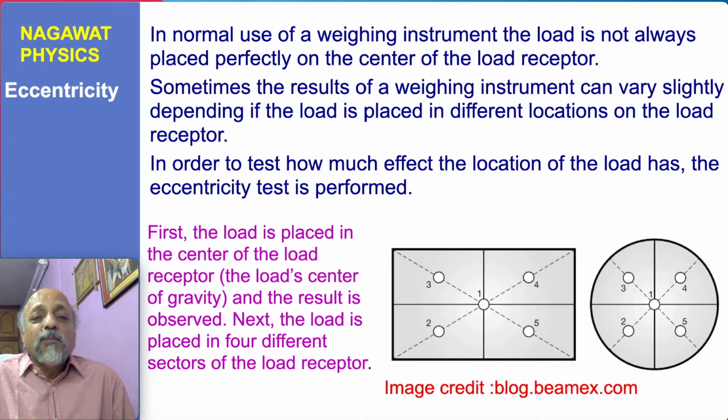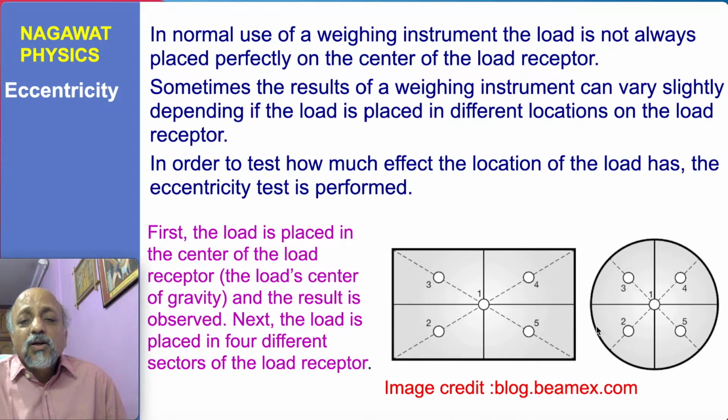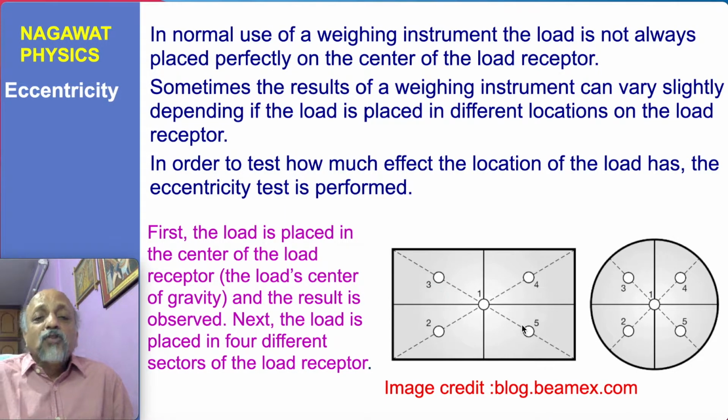Another issue with the weighing balance or the bathroom balance is where to put the load. It may have a platform, either rectangular or circular, and if you put the weight at the center, the readings may be different than if you put the weight at different points on the area. That is a very interesting thing, and sometimes the result of a weighing instrument can vary slightly depending on whether the load is placed in a different location on the load receptor.